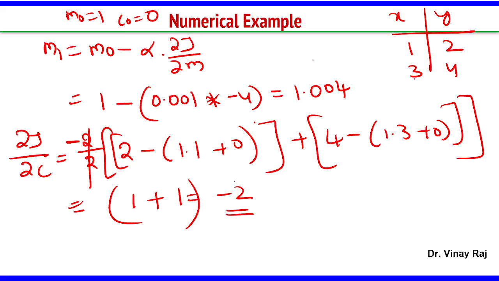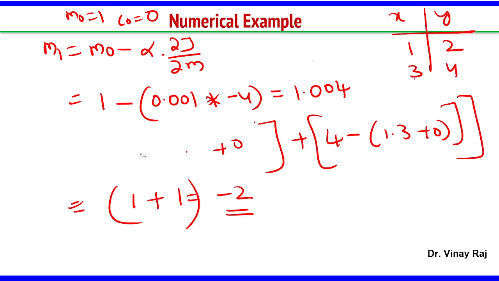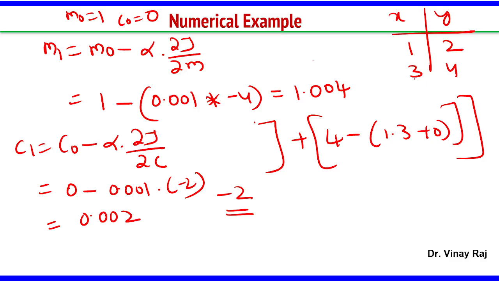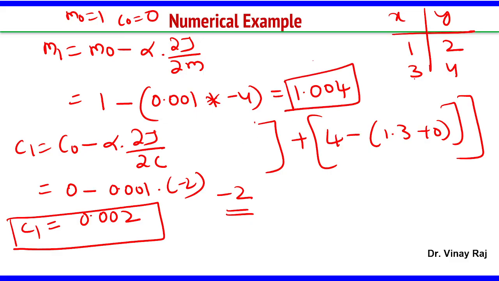Using this, what is the new value for C1? Let us find out. We know C1 is equal to C naught minus alpha into dou j by dou c. So C naught is equal to 0, minus 0.001 into minus 2. If you calculate this, C1 becomes 0.002. So this is our new C1 value, and this is our new M1 value. After one iteration, we have found out the values.